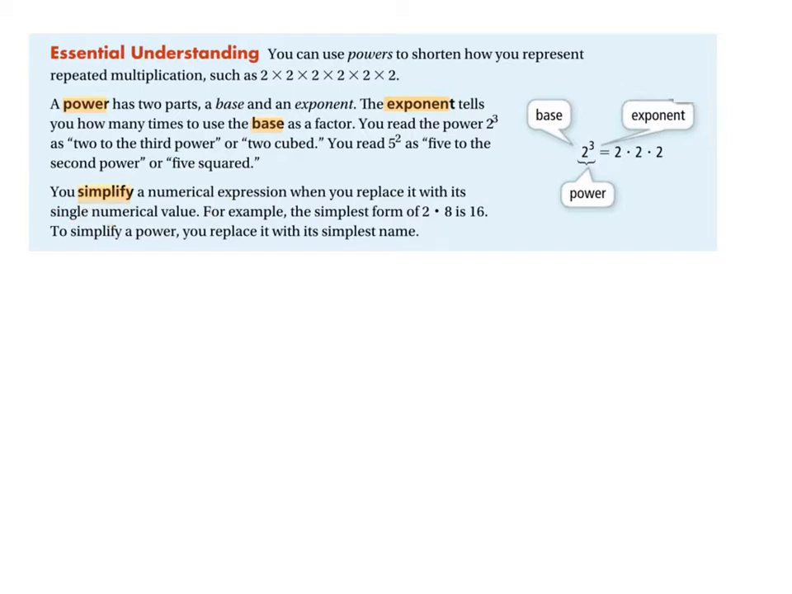You can simplify a numerical expression when you replace it with its single numerical value. So for example, the simplest form of 2 times 8 is 16. You can replace this with 16, it's simpler. To simplify a power, you replace it with its simplest name. And what do you think this is going to be? 2 to the 3rd power, or 2 times 2 times 2? 2 times 2 is 4, times 2 is 8. So the simplest way to write this or this would be 8.